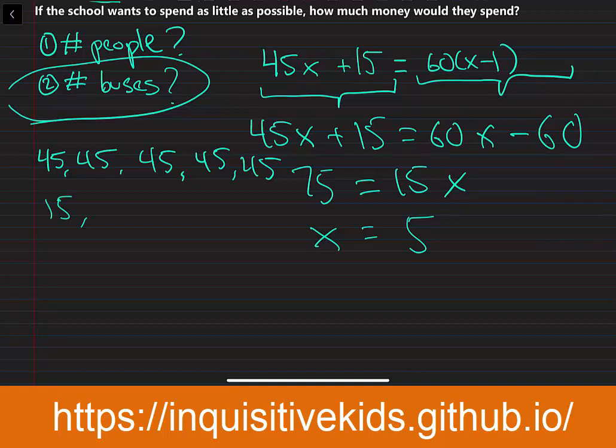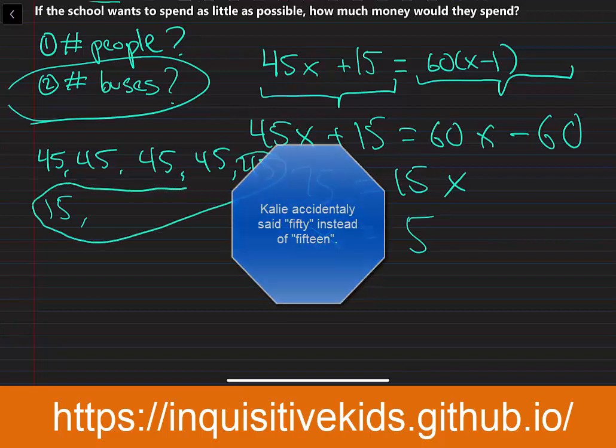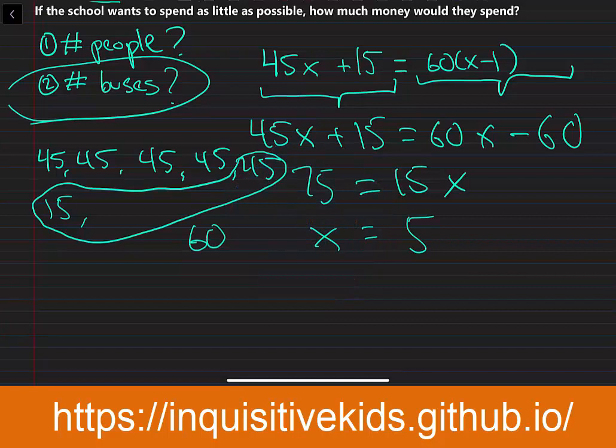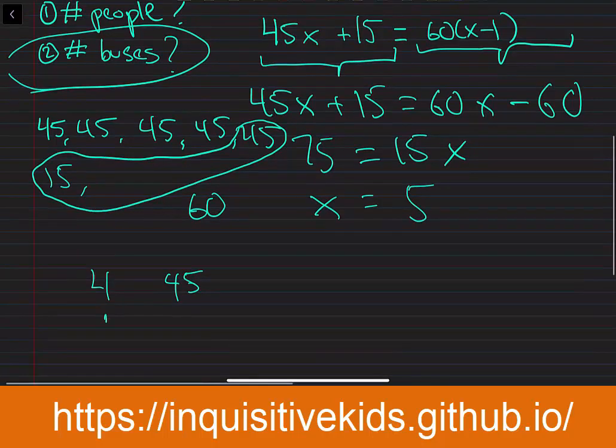So notice that 45 plus 15 actually equals 60. So we can combine a 15 and a 45 to be a bus of 60. So in the end, we end up with 4 45-seat buses and 1 60-seat bus.